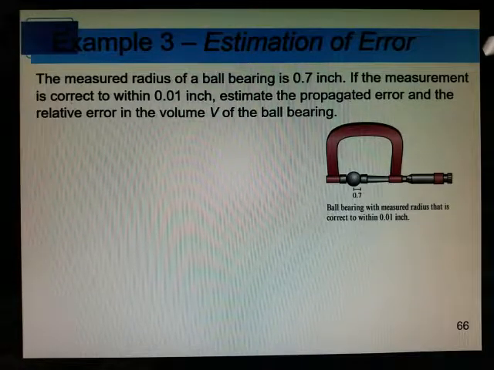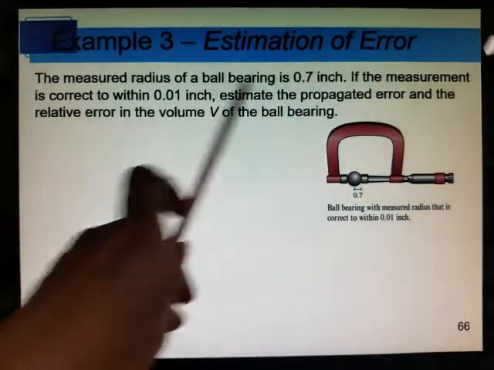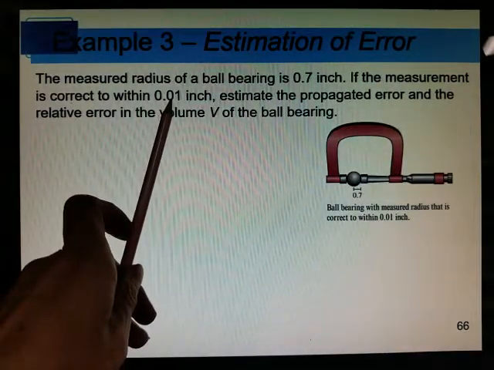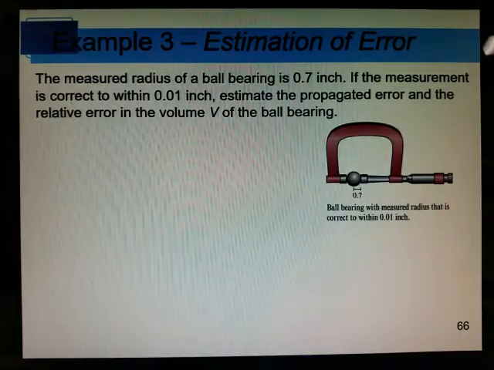So the measured radius of a ball bearing is 7/10ths of an inch. If the measurement is correct within 1/100th of an inch, estimate the propagated error and the relative error in the volume V of the ball bearing.